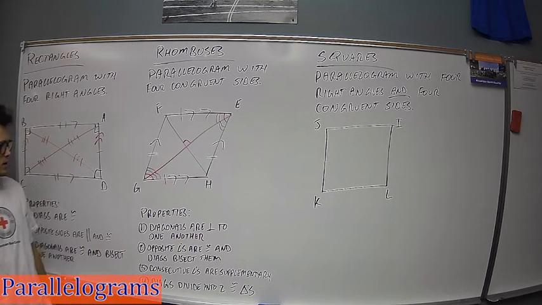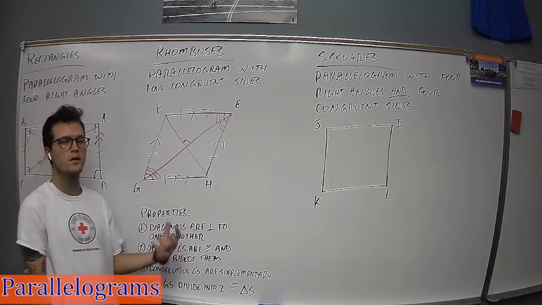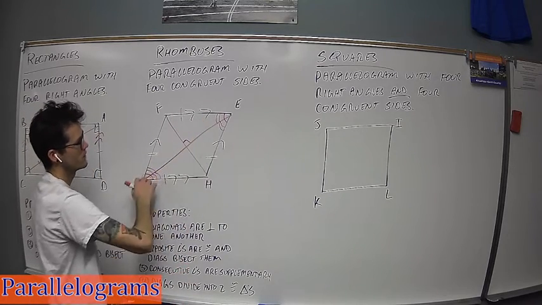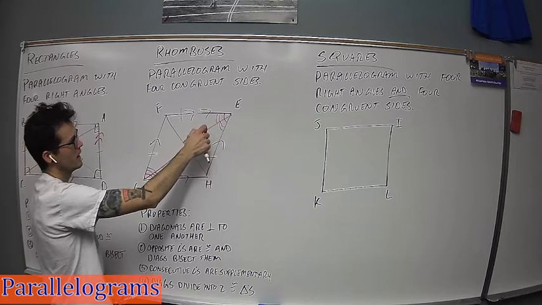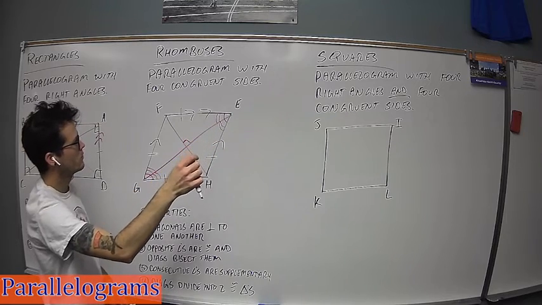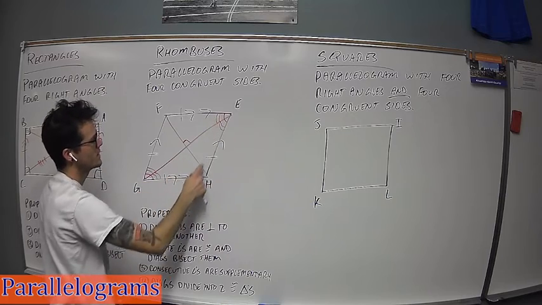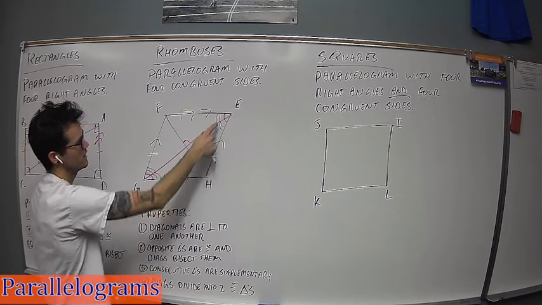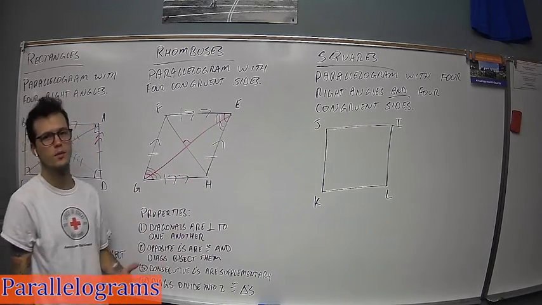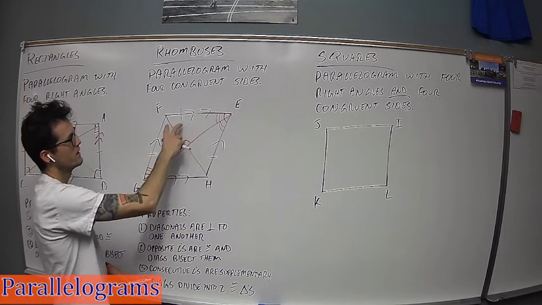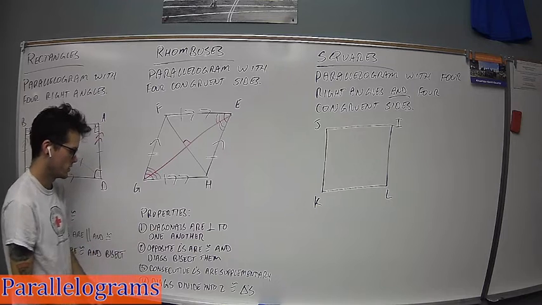Next, consecutive angles are supplementary. This was true with all parallelograms. Reiterating here, we have parallel lines, transversal EH. There we go. Same side interior angles. Angle E, angle H, same side interior, supplementary. They must add up to 180 degrees. Same is true with F and E. They must add up to 180 degrees, etc.